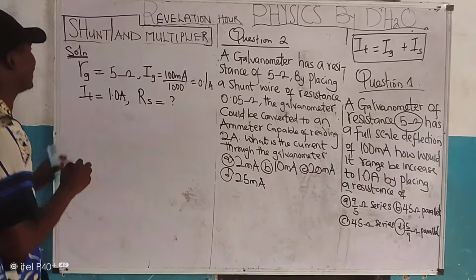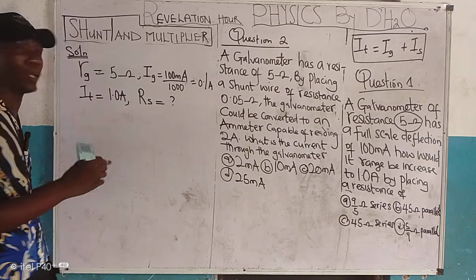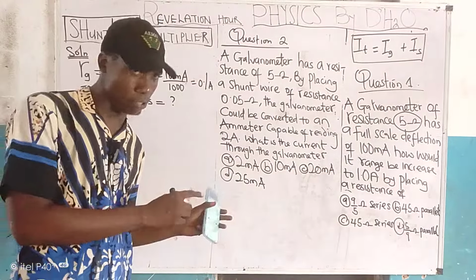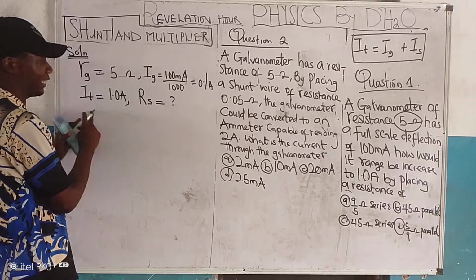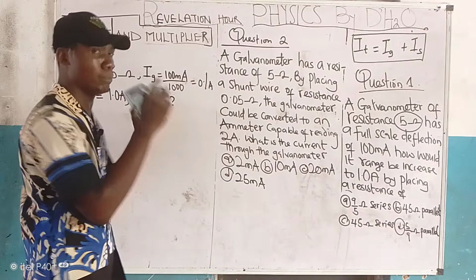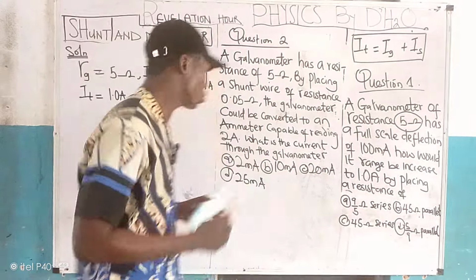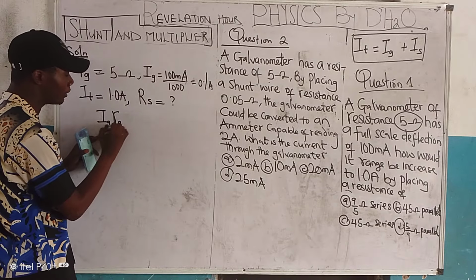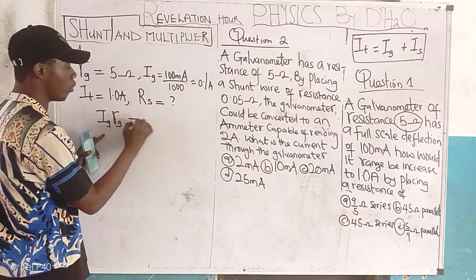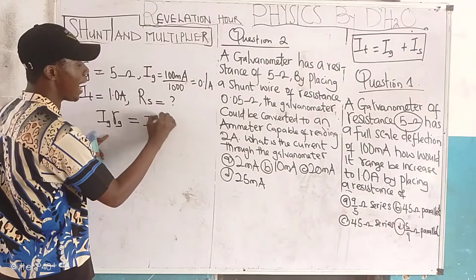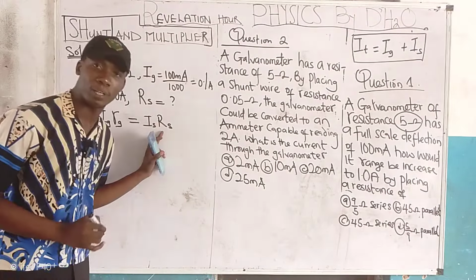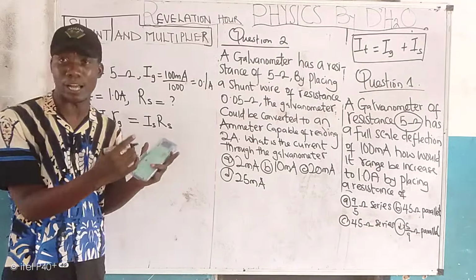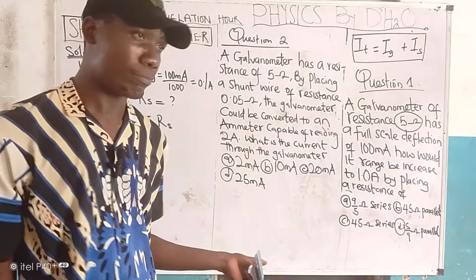First of all, remember I gave you a very important formula. I said the voltage in the galvanometer is equal to the voltage in the shunt. Now, if the voltage in the galvanometer is equal to that of the shunt, remember that voltage is current times resistance. So Ig times Rg, which is the voltage, is equal to Is times Rs. From this important formula, we can get the resistance of the shunt.